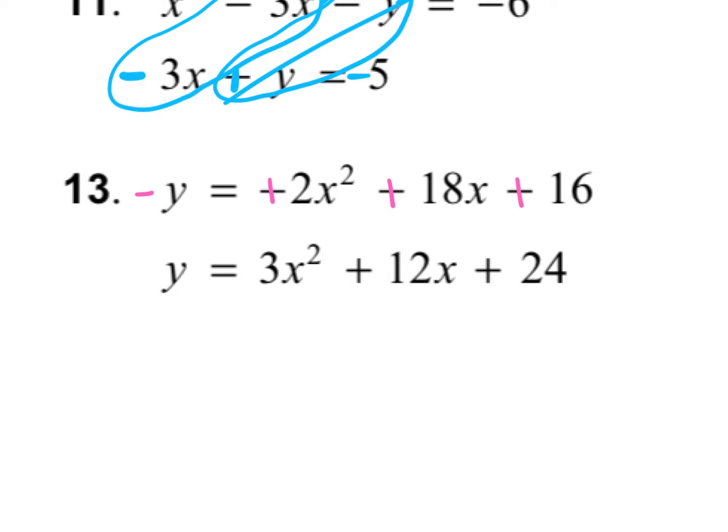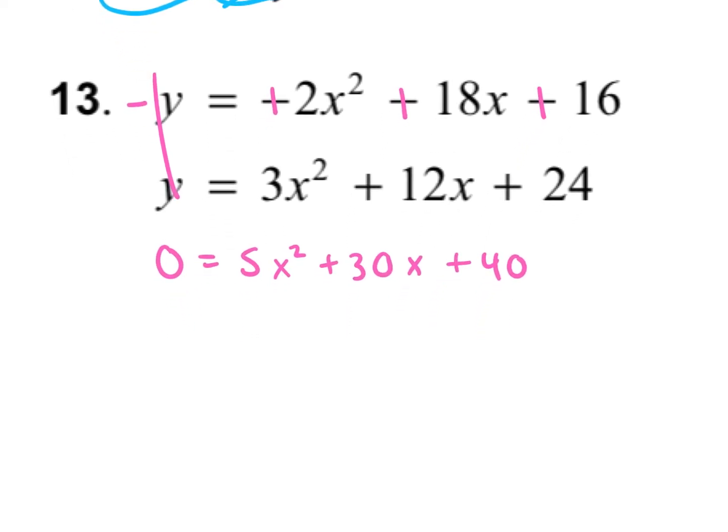So I have -y plus y would be what? Just cancel. So it's just 0. Then I combine my x squareds together. So 2x squared plus 3x squared would be 5x squared. 18x plus 12x is 30x. And 16 plus 24 would be 40. So it's already equal to 0, so I can go ahead and factor.